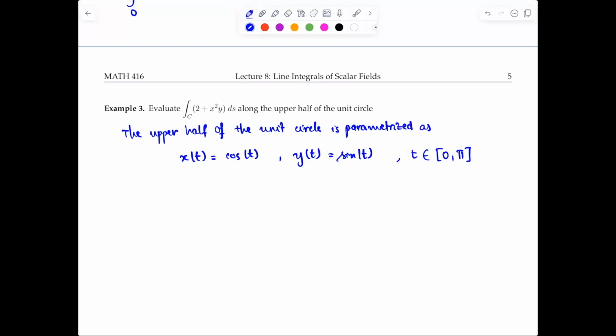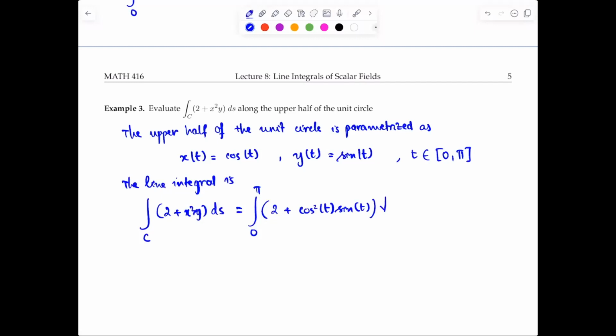All right, so the line integral is, so this is the integral, right? The integral of 2 plus x squared y ds. Now you turn everything into parameter t. Everything depends on parameter t. So you have the integral from 0 to pi of 2 plus cosine squared of t times sine of t, and then multiply with x prime, which is negative sine of t squared, plus cosine squared of t dt. Know where all of this is coming from?